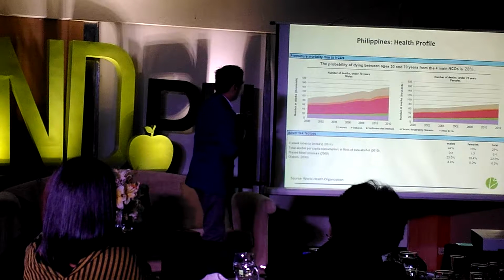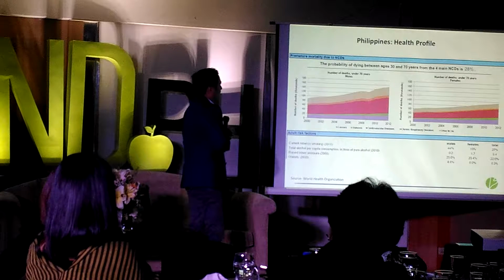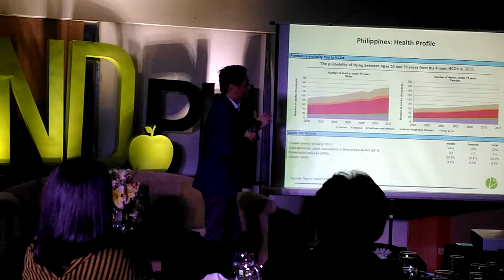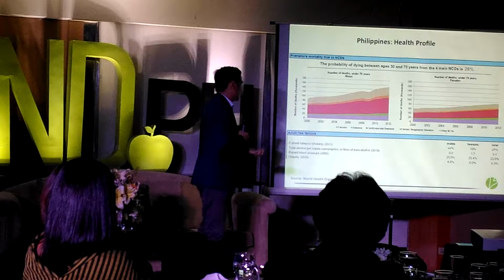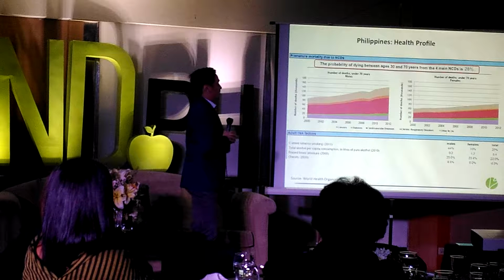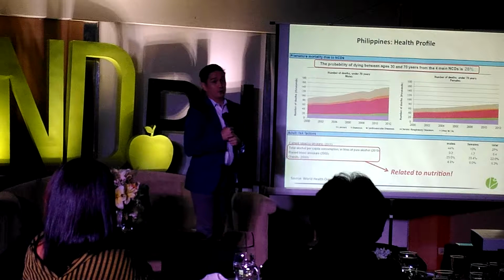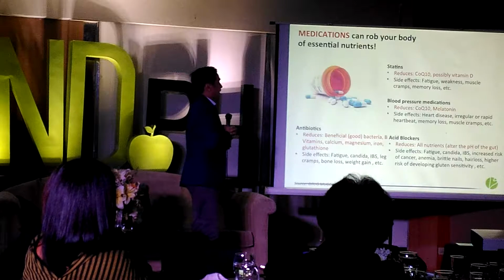So next, like I said, the Philippine Health Profile: the probability of dying between ages 30 and 70 years from the four main non-communicable diseases, particularly heart disease, cancer, diabetes, is, next slide please, 28%. The thing is, most of it is related to nutrition.